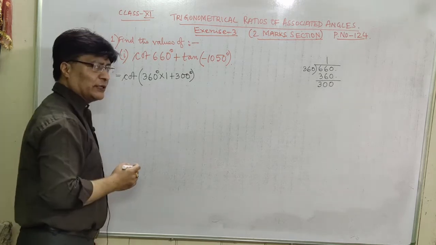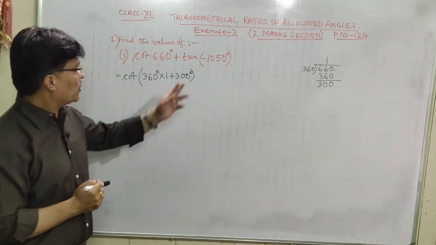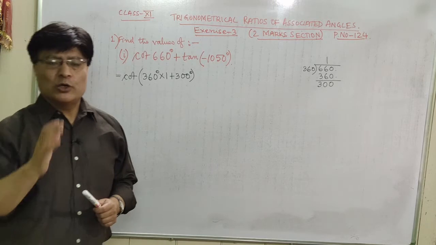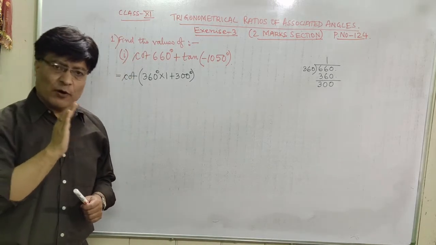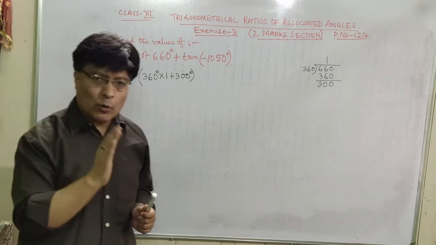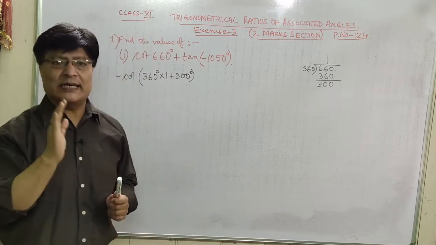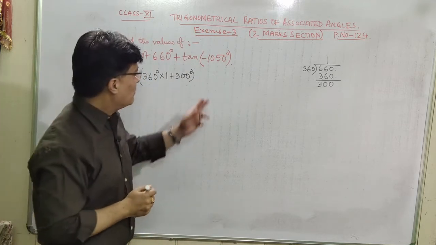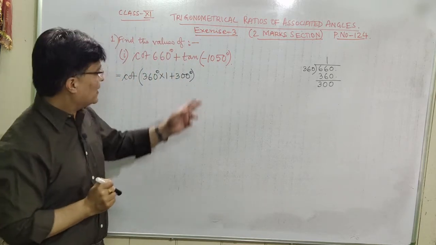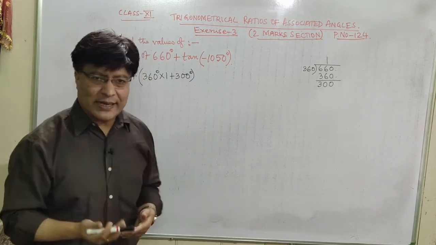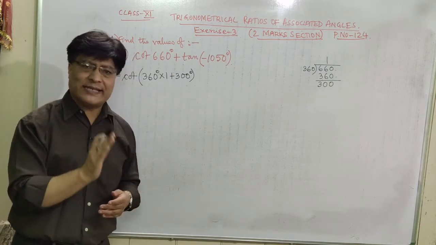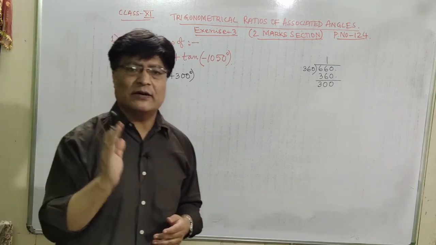Next, what will you do with the second term? It is tan of minus theta. If it is in the form tan of minus theta, whatever may be the value of theta, always take that minus theta lies in the fourth quadrant. That is, minus 1050 degree also lies in the fourth quadrant.